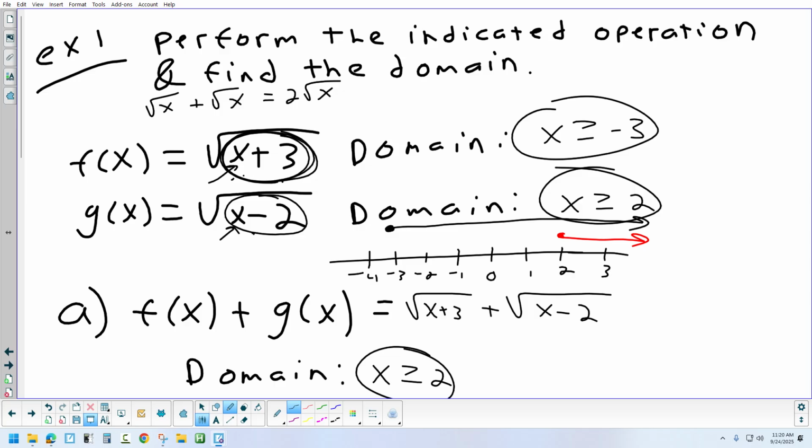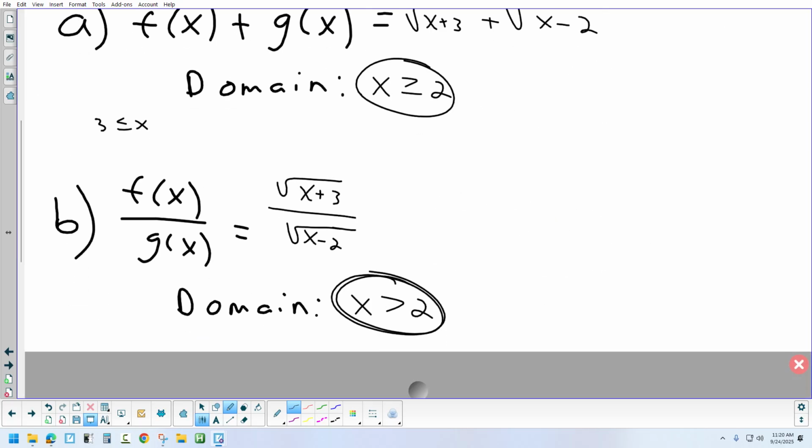For part A in this particular problem, it depends on what part A is. So your answer might match one of those, like it did here, but then it might not, like it did here. Okay. Yeah, it didn't match either one of them.